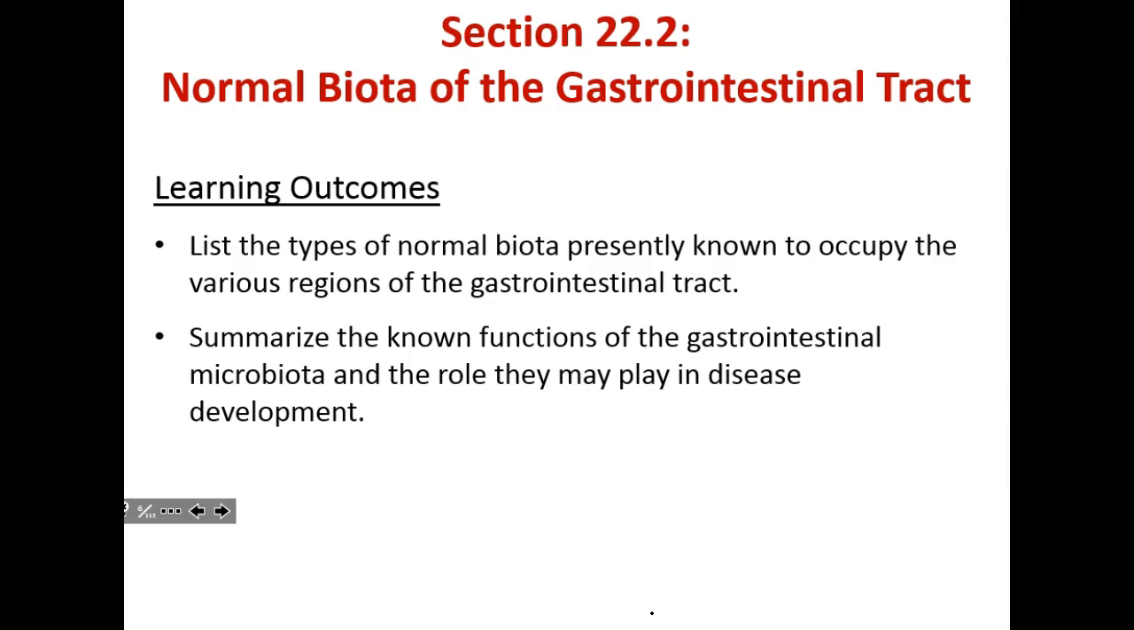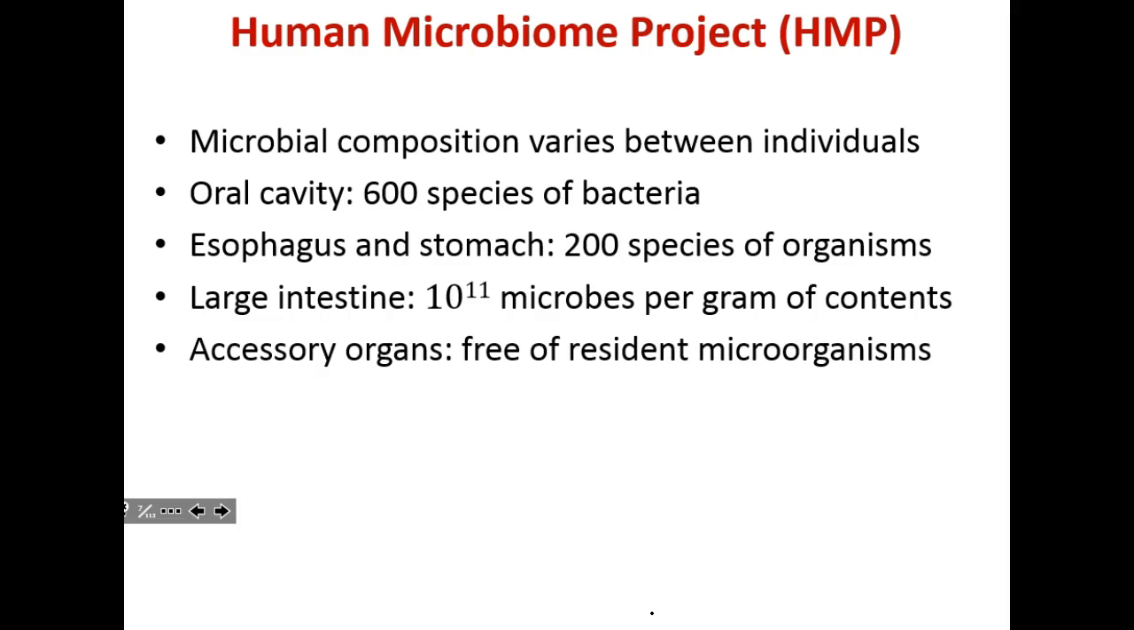So the normal biota of the gastrointestinal tract is what we're going to talk about now. The Human Microbiome Project shows that microbial composition varies between individuals. In our oral cavity, there are 600 species of bacteria. That's a lot of bacteria in your mouth.